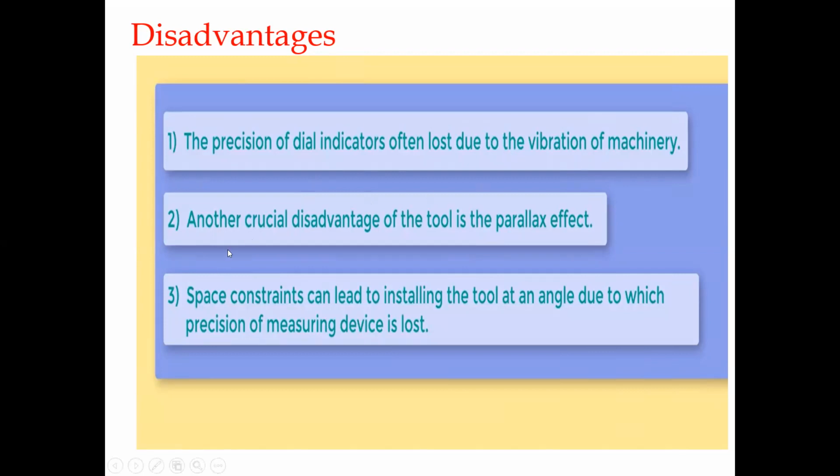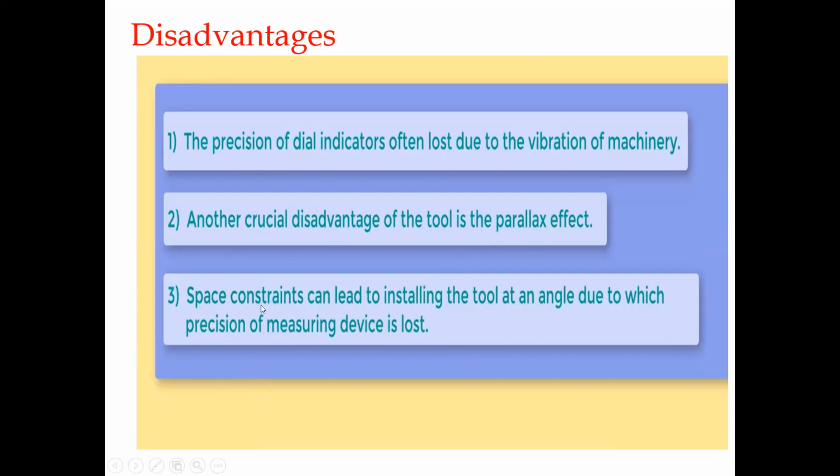Next, second disadvantage. Another crucial disadvantage of the tool is the parallax effect. Here in this case, the dial indicators are designed based on line measurement, and line measurement always has parallax as error. So the reading taken consists of parallax as error. Why? Because this complete design of the dial indicator is based on line measurement, right? Line standard.